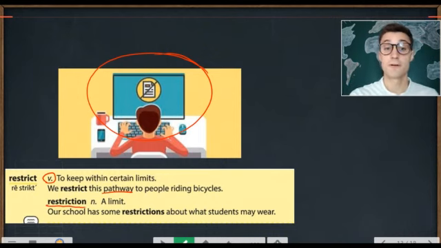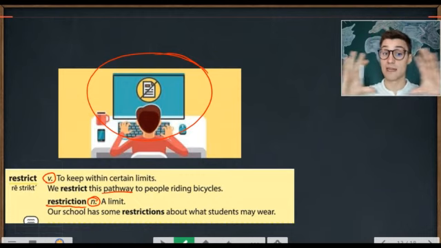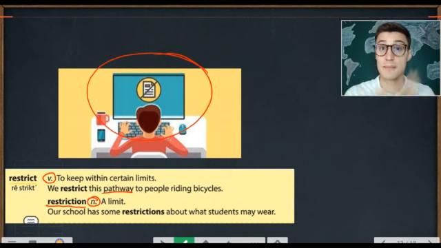Restriction is a different form of the word. Restriction is the name of a limit. Our school has some restrictions about what students may wear. So they keep it within a limit. They have restrictions. Students can wear t-shirts and jeans. Any color, but it has to be t-shirts and jeans. See, it's restricted, kept within a certain limit.